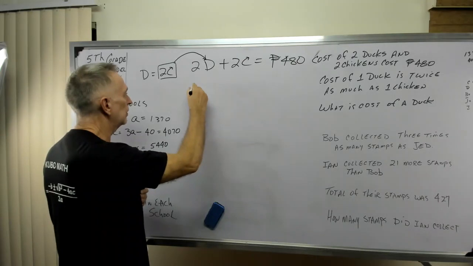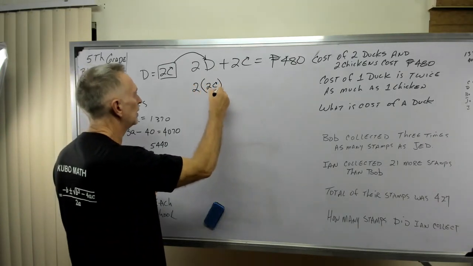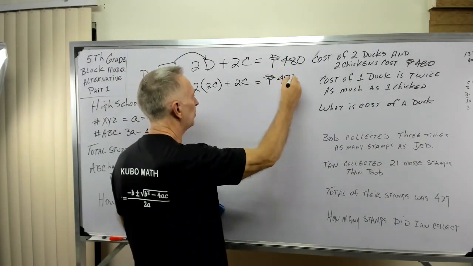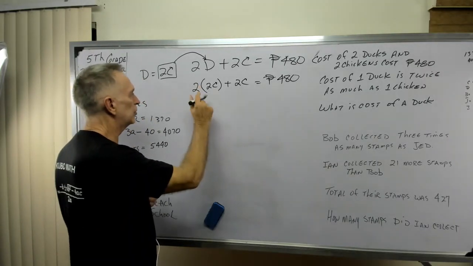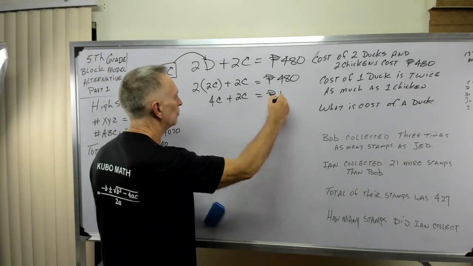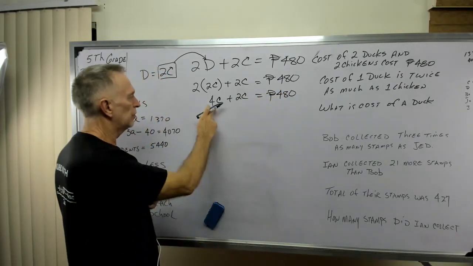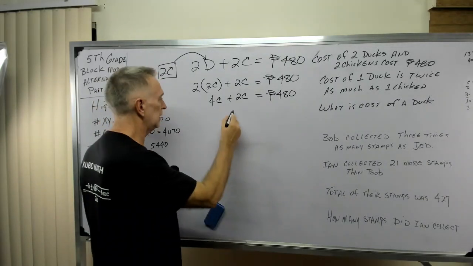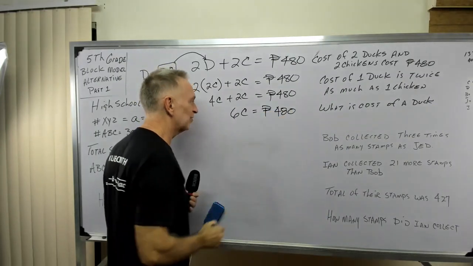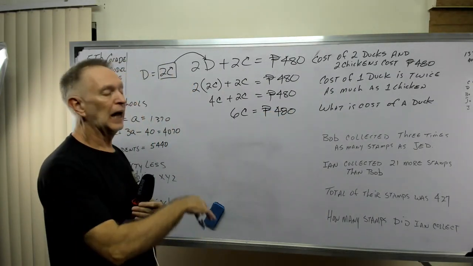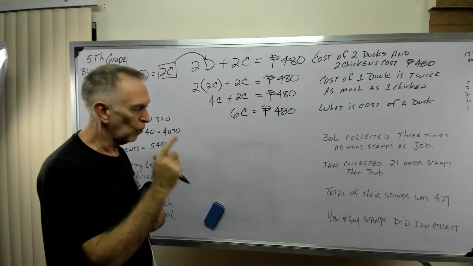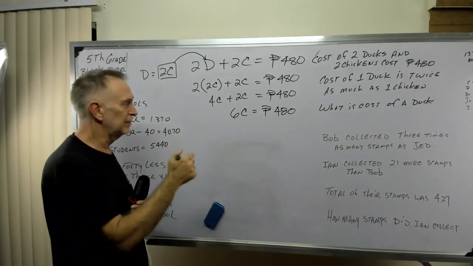D. So now I have 2 times 2C plus 2C equals 480 pesos. 2 times 2 is 4 times C plus 2C equals 480. 4C plus 2C is 6C. So 6 chickens cost 480 pesos. I don't want to know what 6 chickens cost. Actually, right now I want to know what 1 is and then go back and solve for D, or duck.